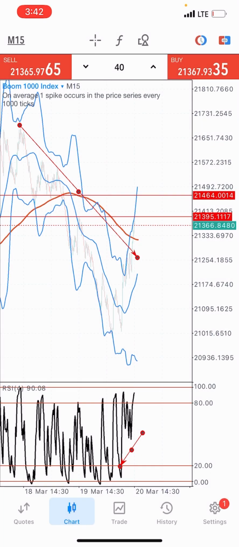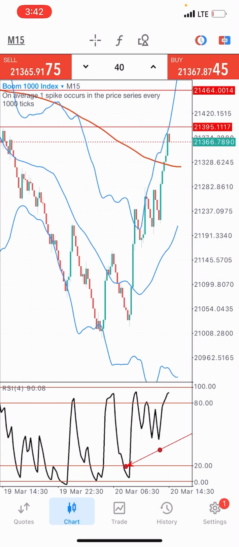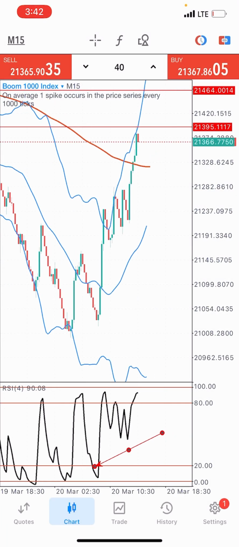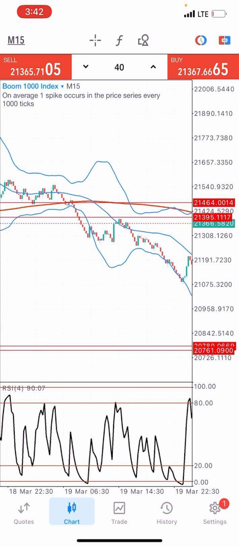So what do you want to do? You want to see markets giving us a bearish engulfing candlestick or a reversal candlestick. In the next video, I'll give you candlestick confirmations that you can use to trade with this strategy.